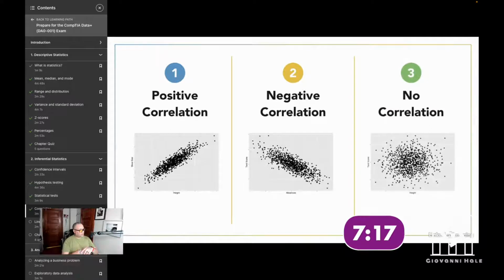And then in some cases, variables simply aren't correlated. They both exist, but there's no relationship between them. There's no correlation, for example, between a student's height and their performance on the exam.